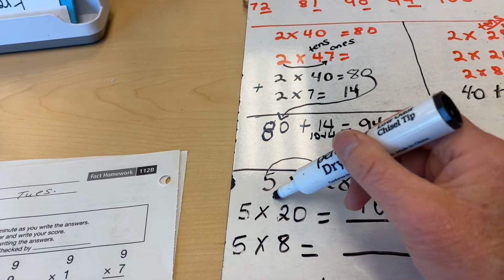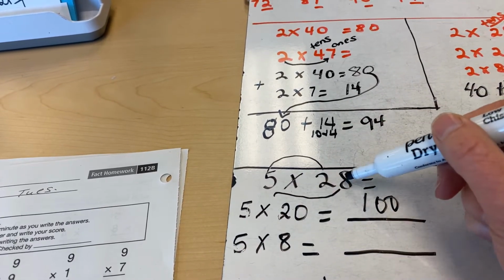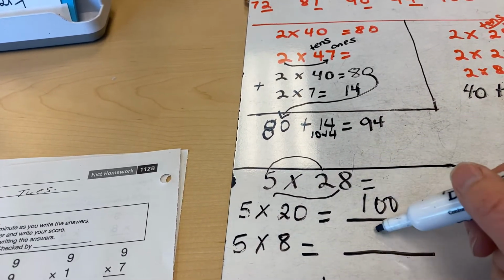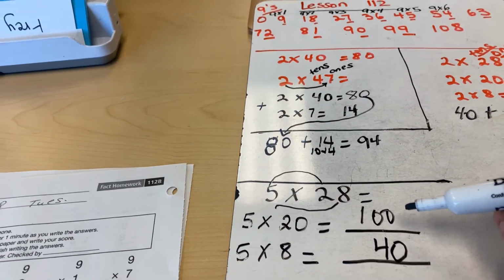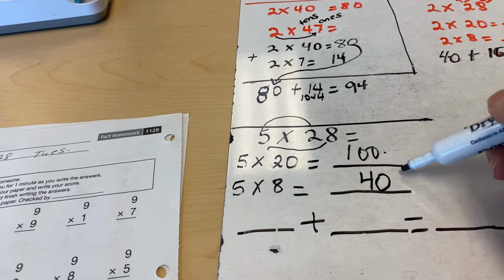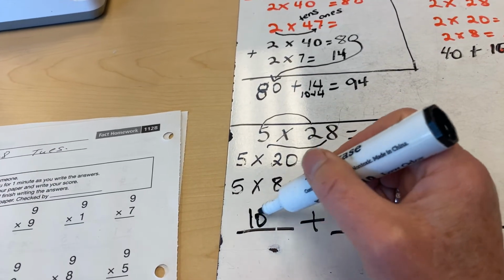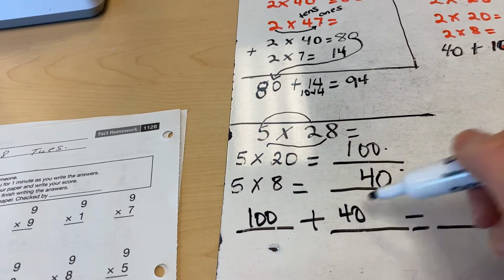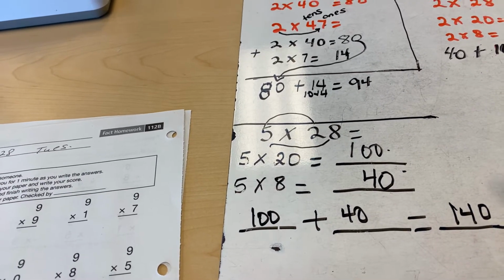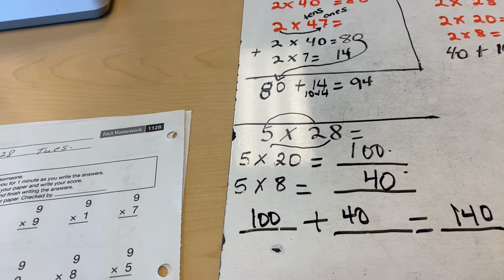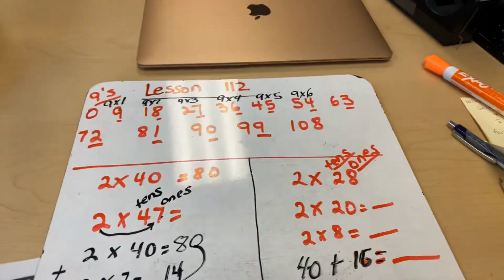And 5 times 8, what's 5 eights? 5 times 8 is 40. And you'll get better with multiplication as time goes by. So now I'm going to add these two together. So I have 100 plus 40 equals 140. Now I know that I did this on paper, and this is not mental. So now let's go see if we can do this one mental, okay?